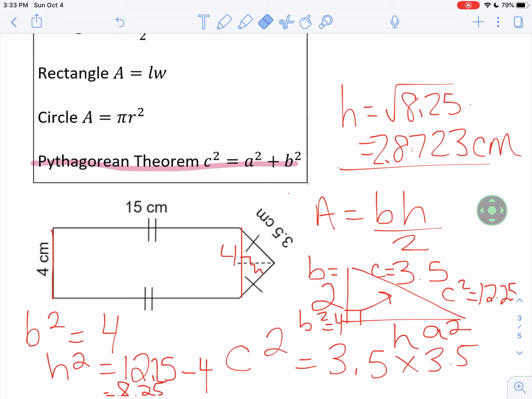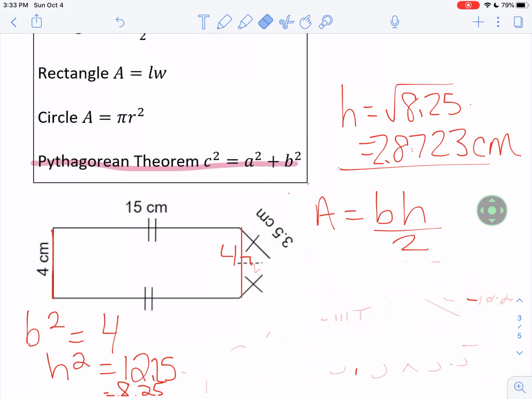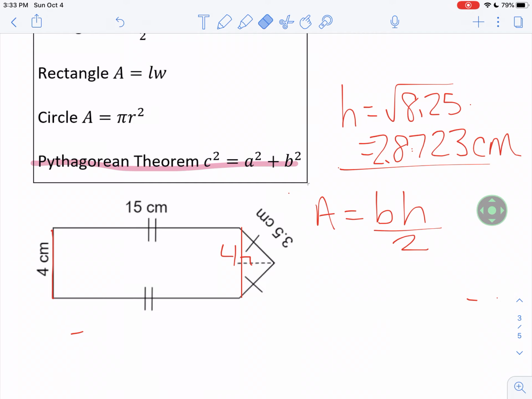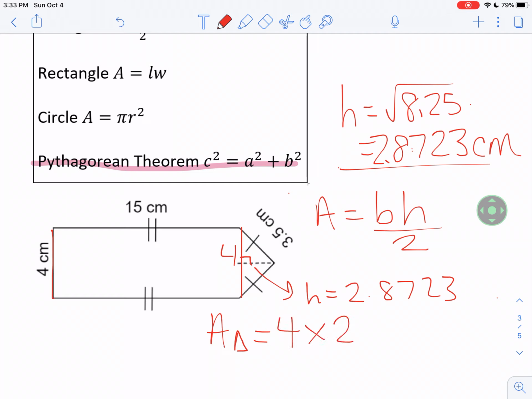So I'm going to get rid of some of this stuff because we have a lot going on here. And I'm just going to fill in the picture here. So I've got the height now is 2.8723. I know the base is 4 and the side length is 3.5, which I didn't need. So I've got the area of the triangle is the base, which is 4, times the height, which is 2.8723, and I have to divide that by 2.